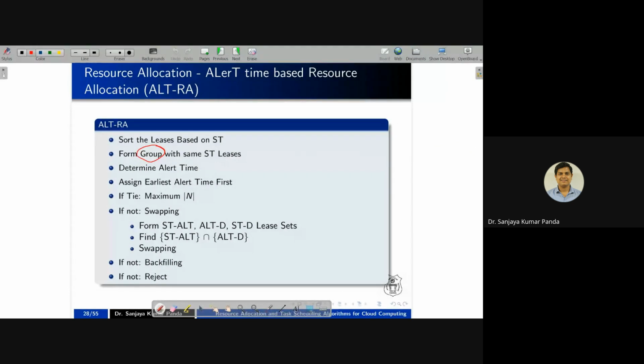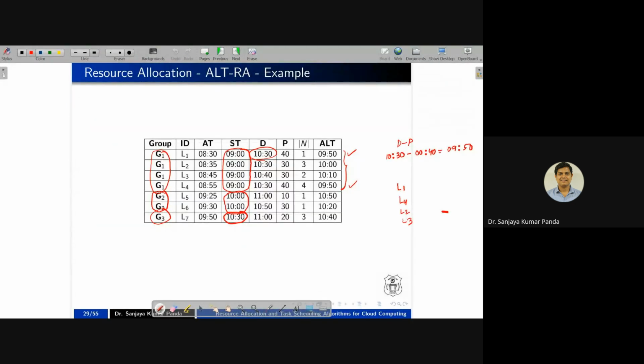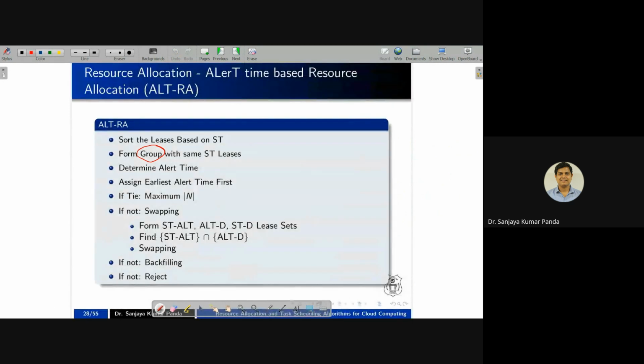If there is any tie, for example, in this case there is a tie, right? For L1 and L4 there is a tie because both have alert time 9:50, right? If there is a tie, what do you have to do? You have to look into the number of nodes, that is 1 and 4. Obviously, L4 has more nodes, so the sequence you will get is L4, L1, L2, L3. In this order, you have to assign. So if there is a tie, the tie can be broken with the maximum number of nodes.